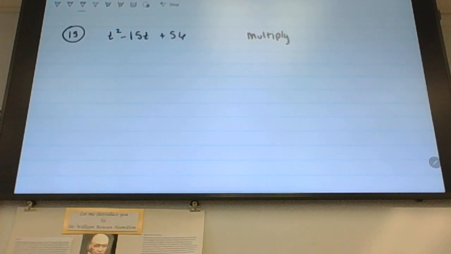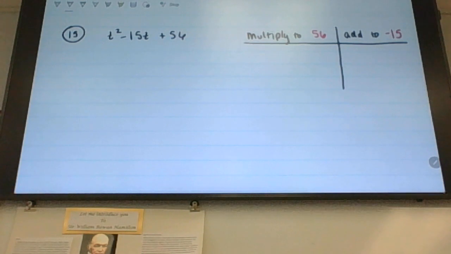Alright, Katrina, what do we want to multiply in 15? In number 15. What do we need to multiply to? And what do you want to add to? And were you able to come up with the numbers? It is? No. Do 8.